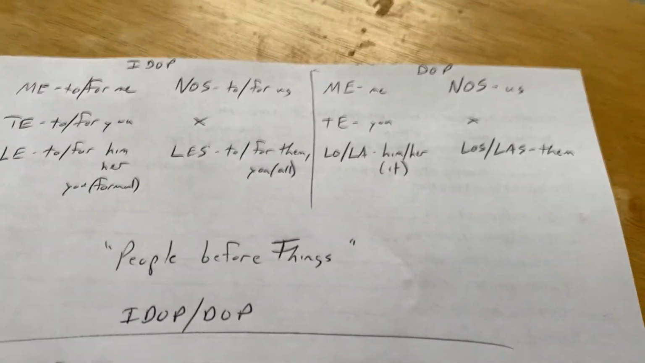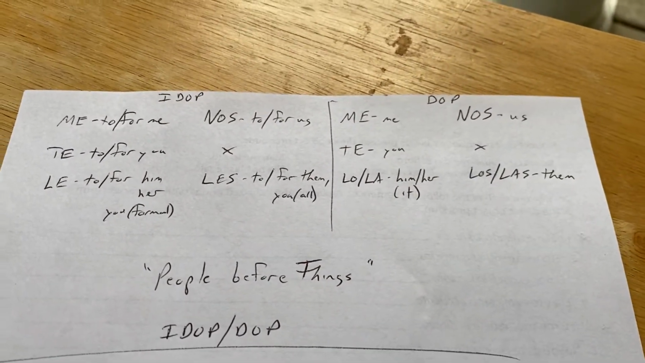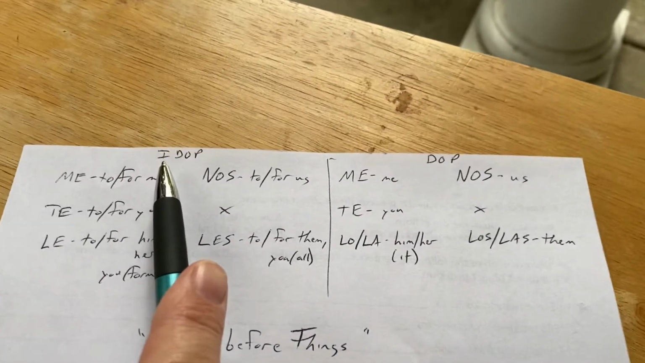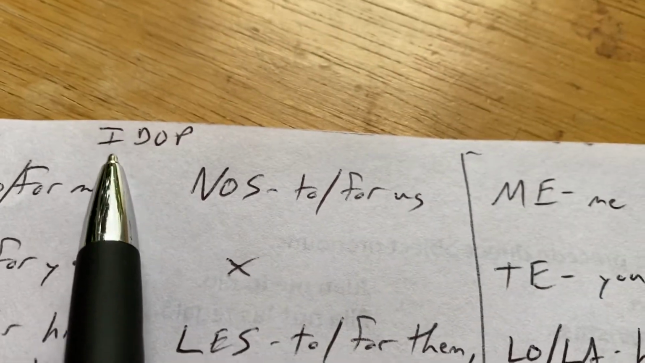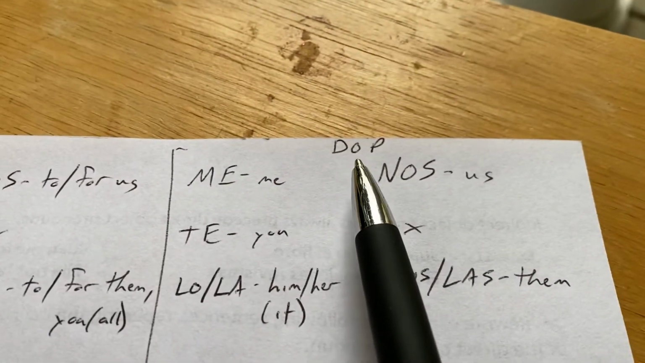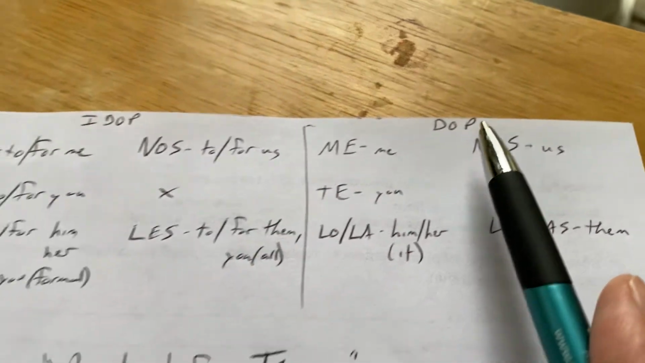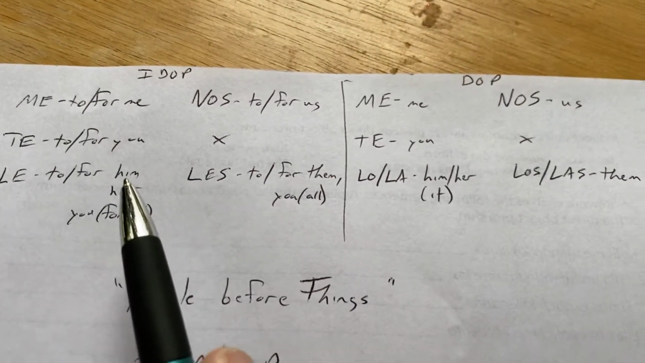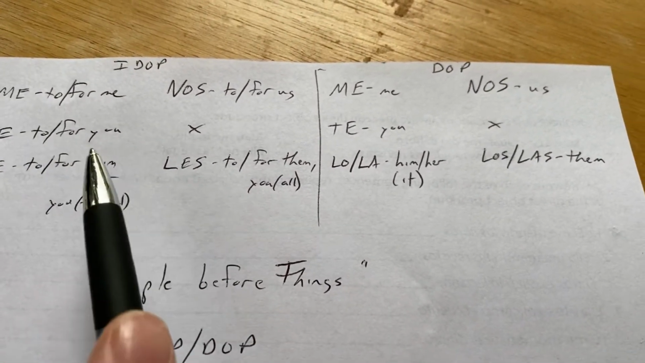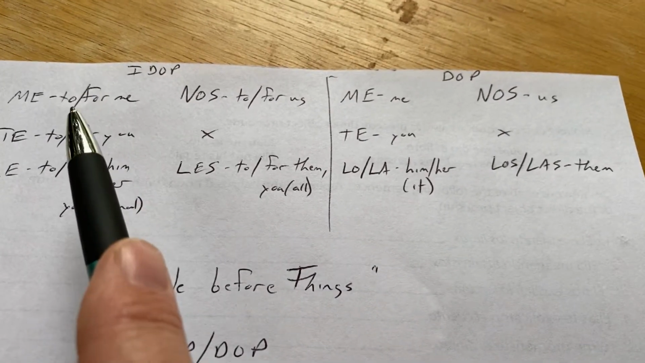So I want to just go over a couple things with you that you have seen before, a little bit here and there. So when I say IDOP, I'm talking about indirect object pronoun. And when I'm talking about DOP, I'm talking about a direct object pronoun. Now, I want you to realize there's a reason why I put this block before this block, and you can see it right here, but I'll explain that in a minute.